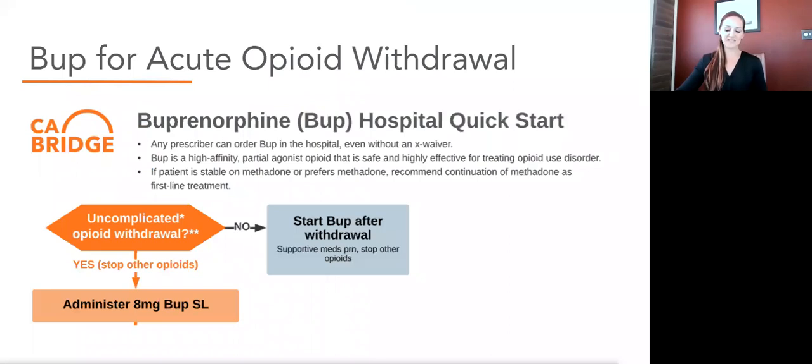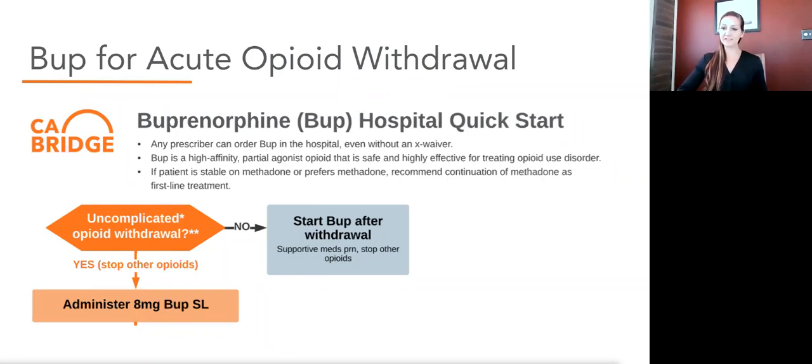Okay, let's look at the hospital quick start. This is the treatment algorithm that is put out by the Bridge program to assist providers in starting patients on Bupe. And I wanted to make you familiar with it so that you can anticipate what type of management might be ordered for your patient.